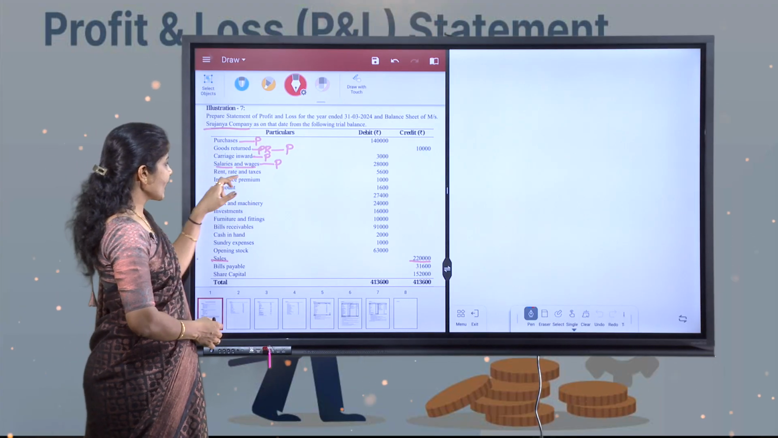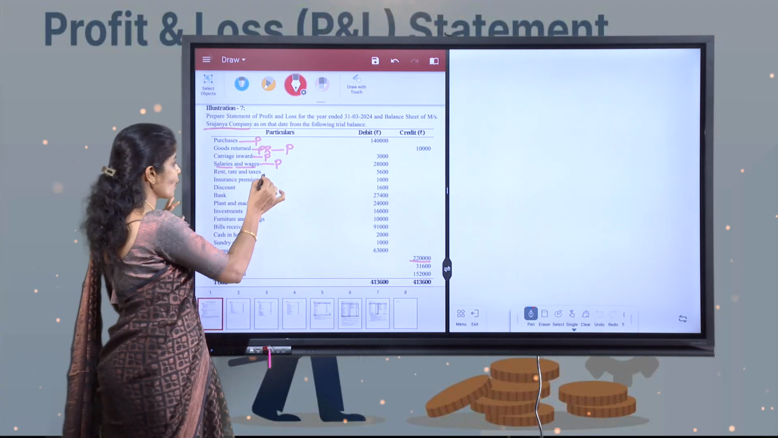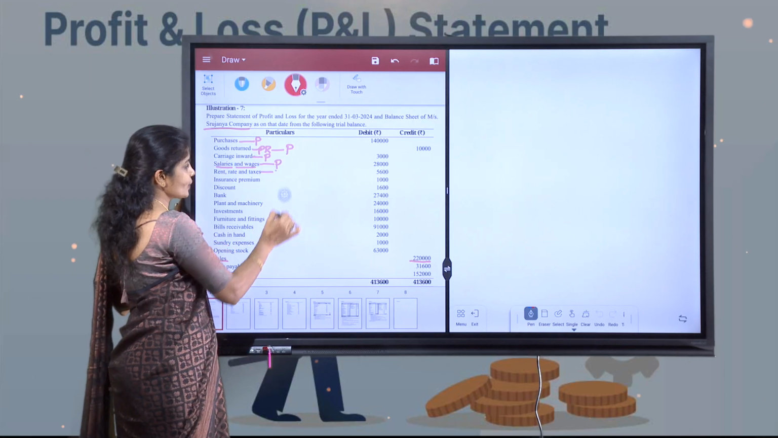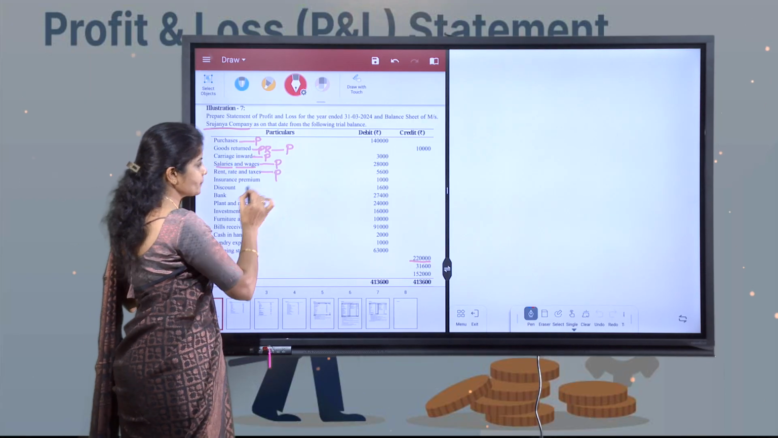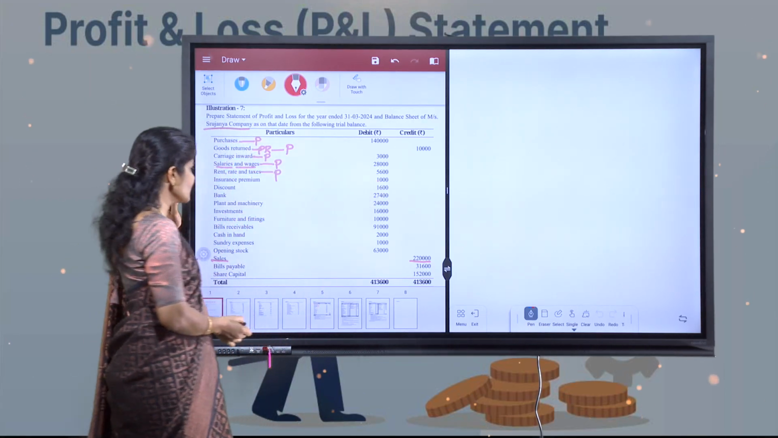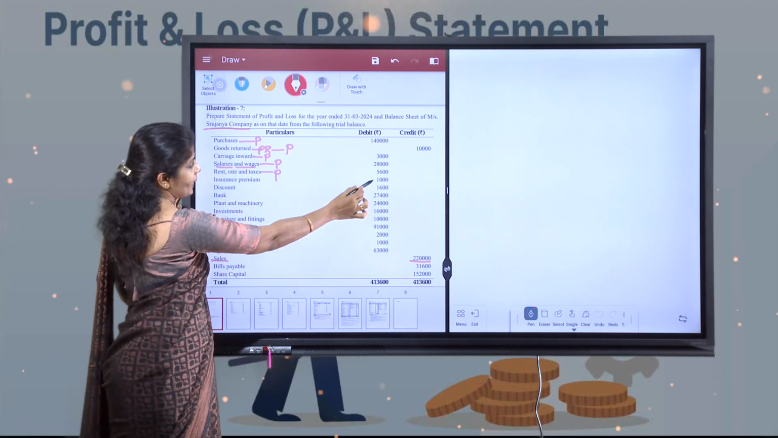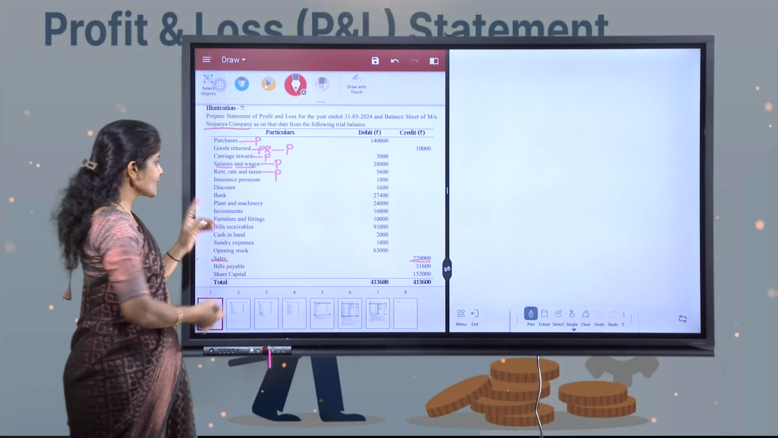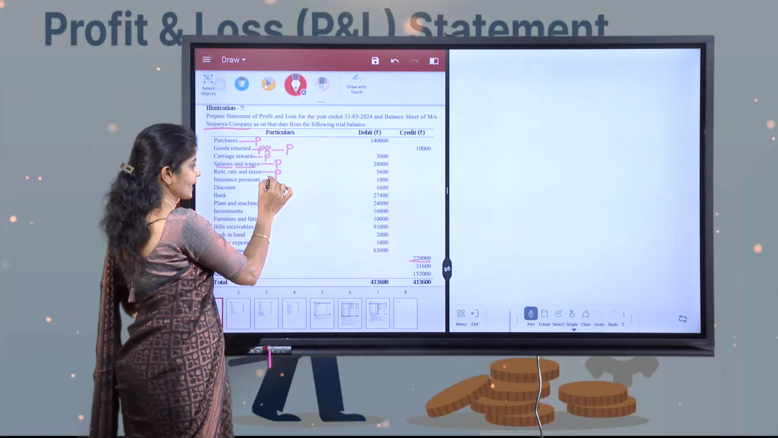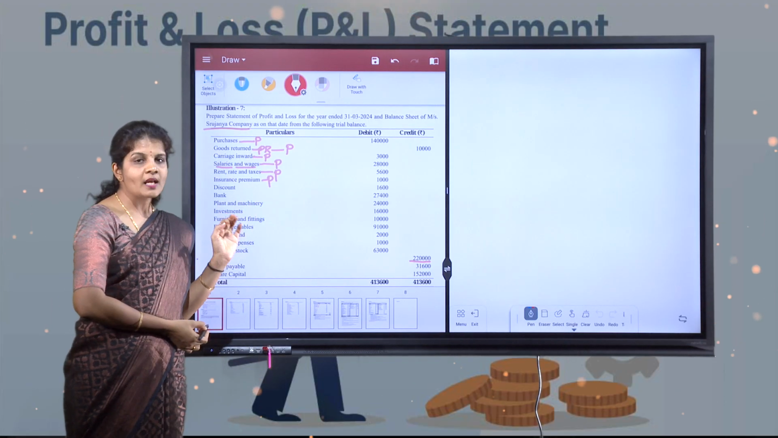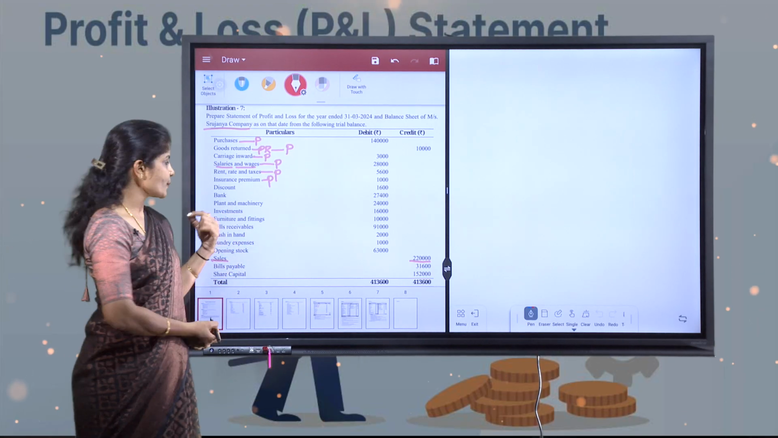Then rent, rate and taxes, this is also operating expenses, will be taken to the profit and loss statement. What is the amount? 5,600. Next is insurance premium. Insurance premium, it is 1,000. This insurance premium is also an item of profit and loss statement because it is an indirect expenses.